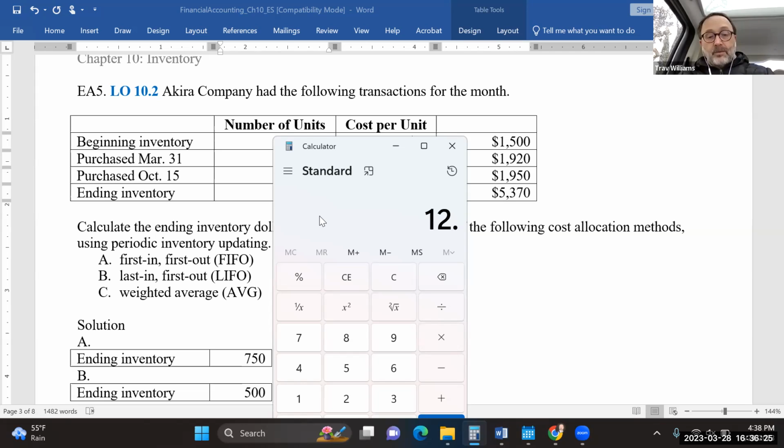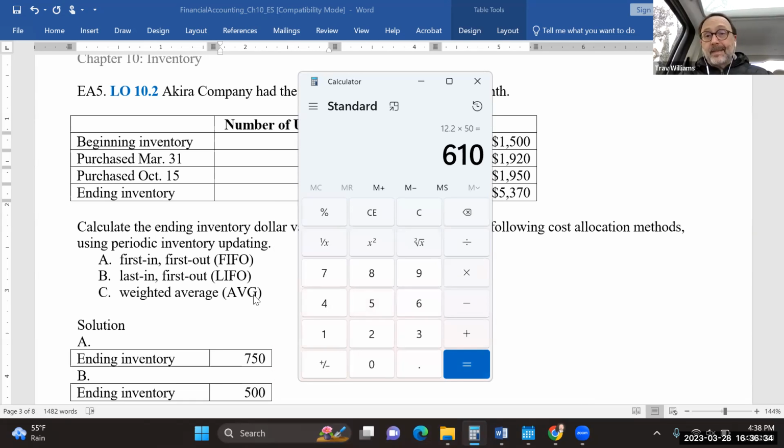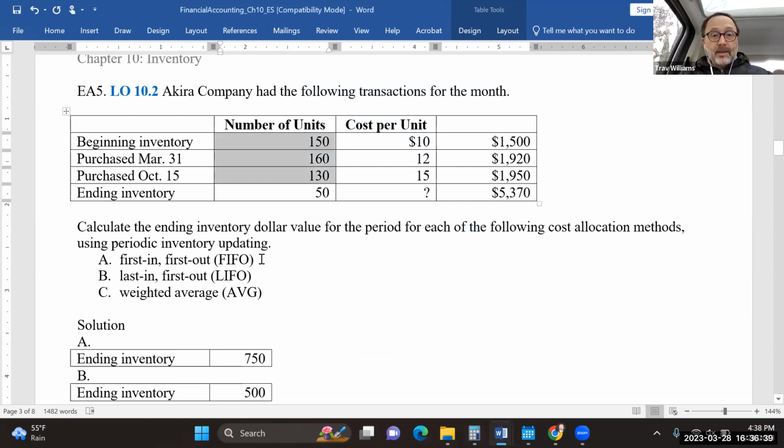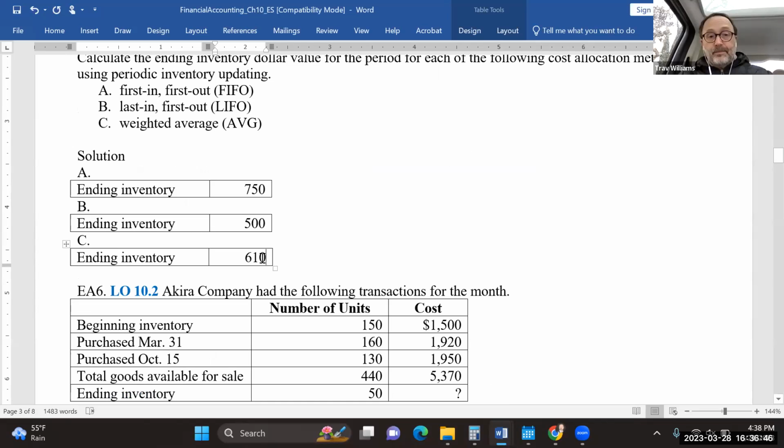Now, if we take that $12.20, we multiply it by the 50 units that have not been sold, we get $610. So using our weighted average method, we get 610. Okay, so you need to add up your total cost of your inventory, divide by the total number of units, get the average, multiply that by the number of units you have in ending inventory, and that gives you the total cost of ending inventory.